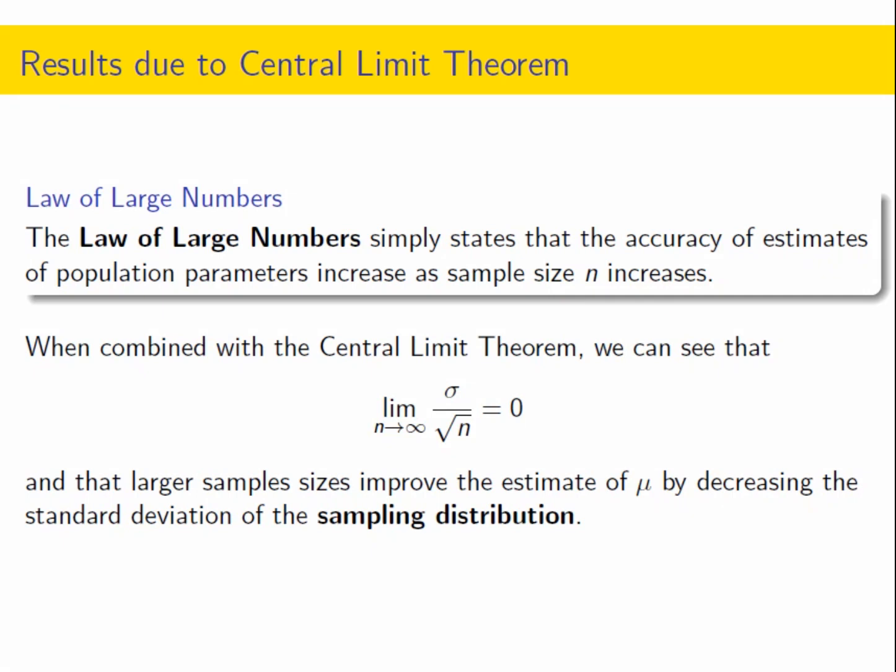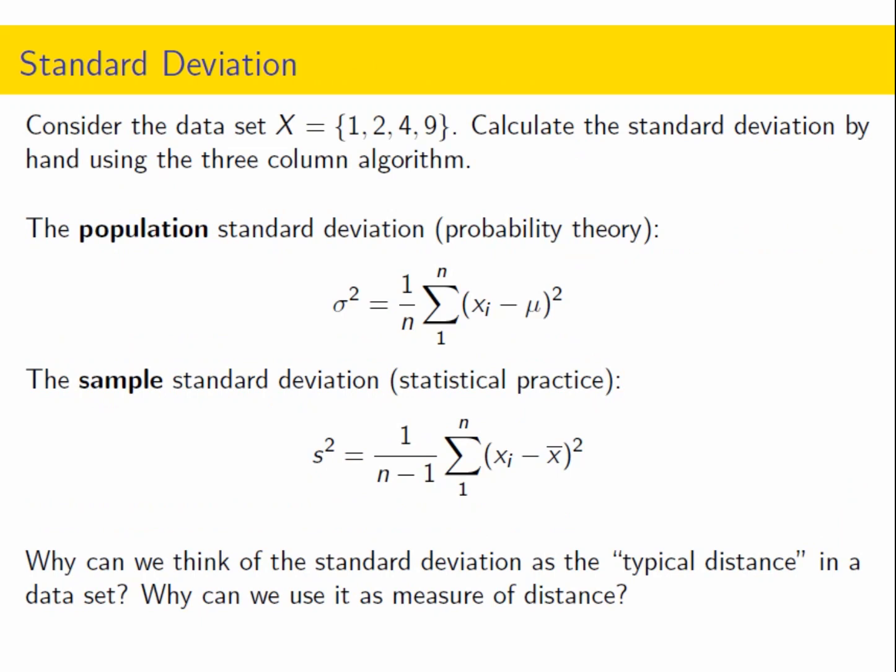Let's talk about the standard deviation. It's obviously critical to the central limit theorem and the law of large numbers and how they work. And we haven't spent much time trying to understand what the standard deviation means. It can be used as a distance metric in a data set, but the question is why?